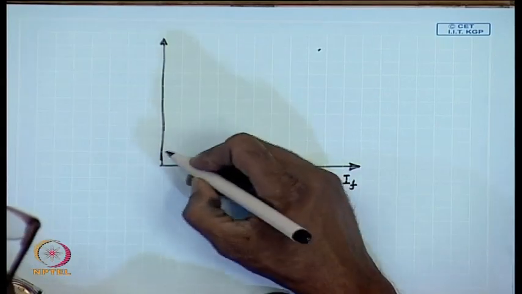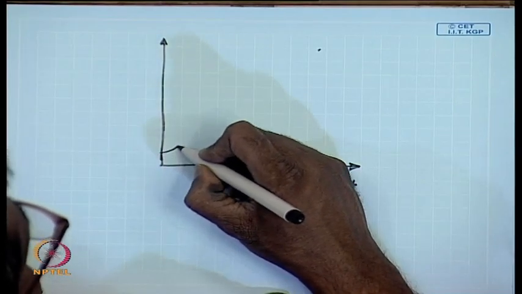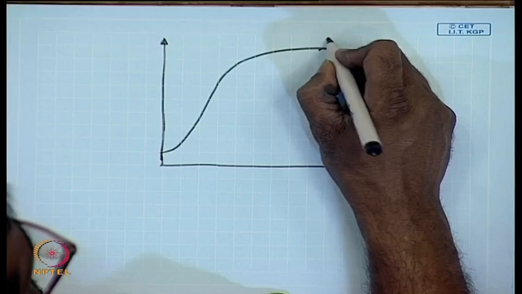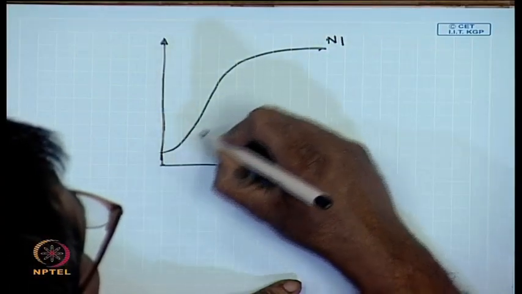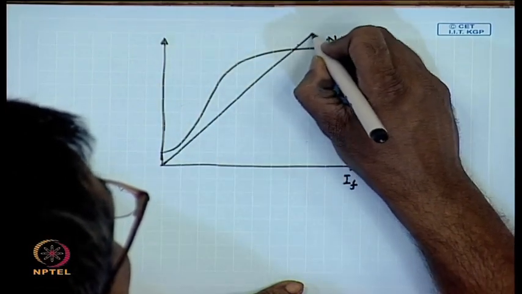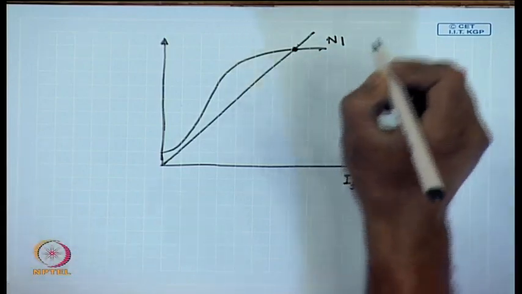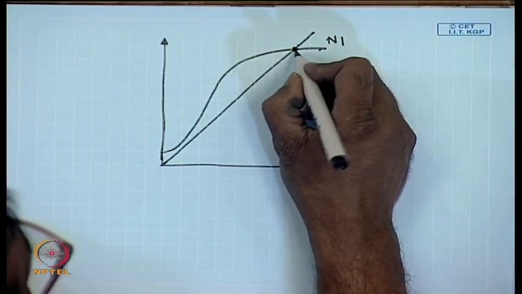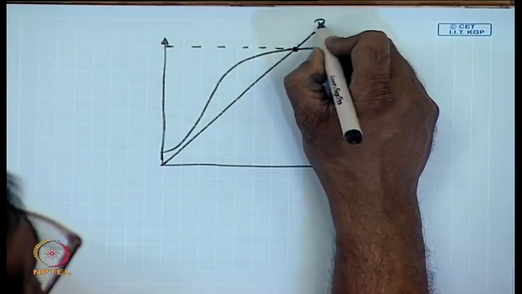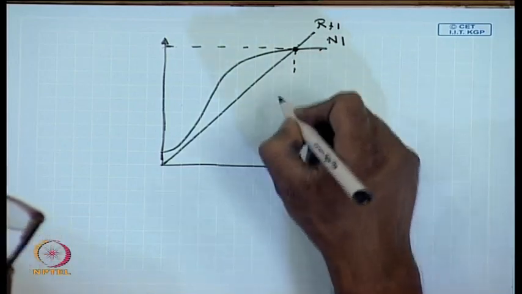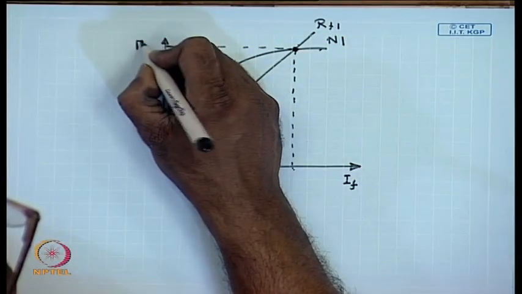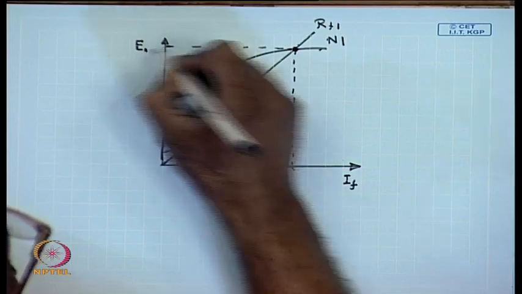Let us consider the shunt generator operating at a speed of n1 when the OCC is given by this curve with a given field resistance. The operating no load voltage is determined by the intersection of the field load line with the OCC. Now, we know that the OCC is proportional to the speed of the machine.